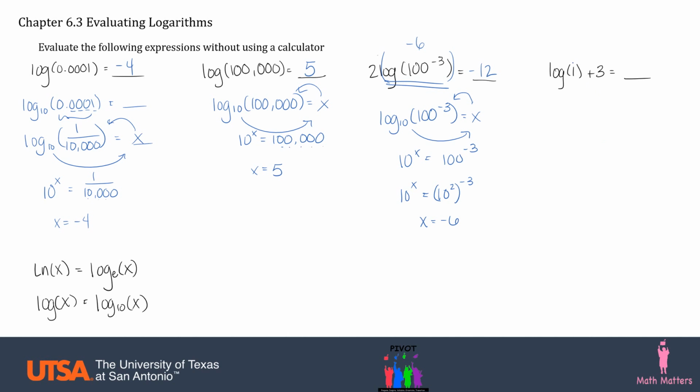And then for the last one, we have log base 10 of 1 plus 3. So we can start by simplifying this expression as well. So log base 10 of 1 equals x. Do the same thing, 10 to the x equals 1. And anything to the 0 power gives us 1. So if we raise 10 to the 0, that's going to give us 1, so x must be 0. So that means that this expression here simplifies to 0. Then 0 plus 3 is just 3, and that's our answer.